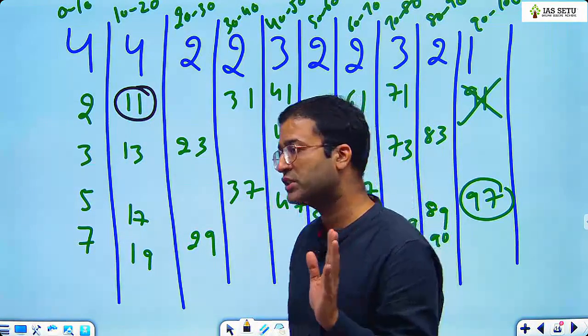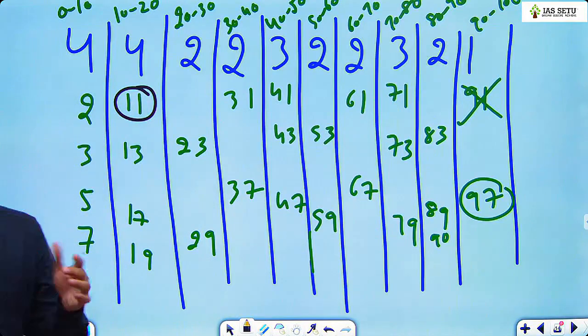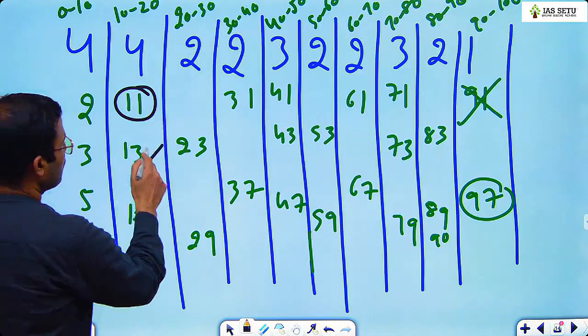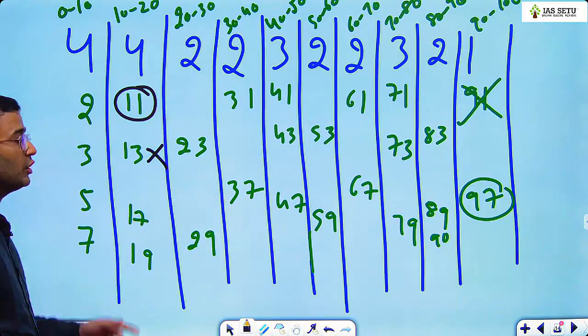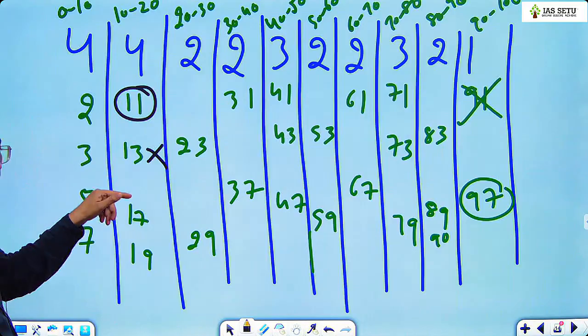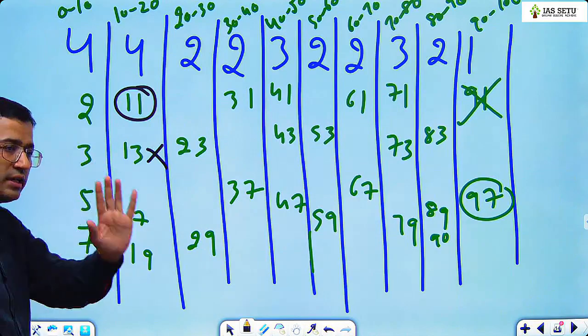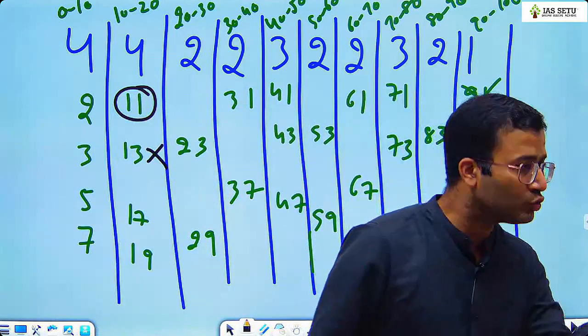11 is a 2-digit number, yes or no? 11 is a prime number, yes or no? 11 plus 2, 13, is a prime number, yes. Why is 13 not satisfying the condition? 13 is not satisfying the third statement, because adding 2 to 13 gives 15, where 15 is a composite number. 13 itself is a prime number, but I need that number plus 2 to also be a prime number.